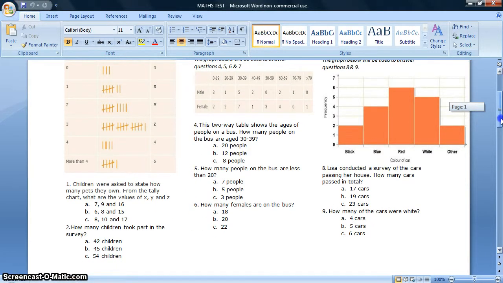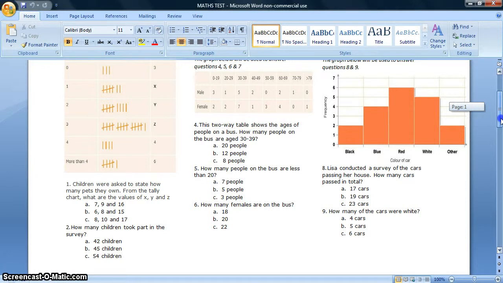Question 4. This two-way table shows the ages of people on a bus. How many people on the bus are aged 30 to 39? A. 20 people. B. 12 people. C. 8 people. Question 5. How many people on the bus are less than 20? A. 7 people. B. 5 people. C. 3 people. Question 6. How many females on the bus?